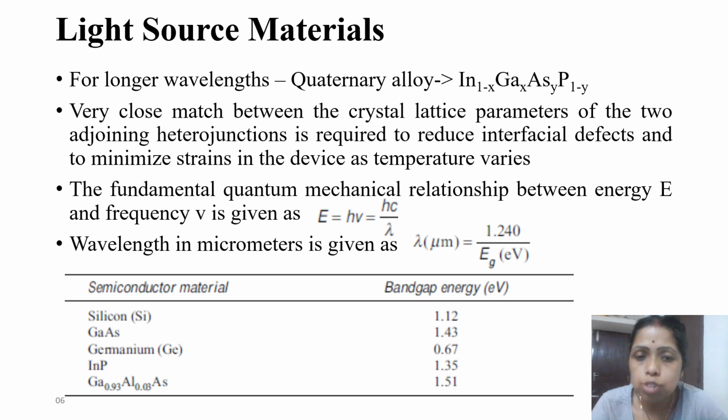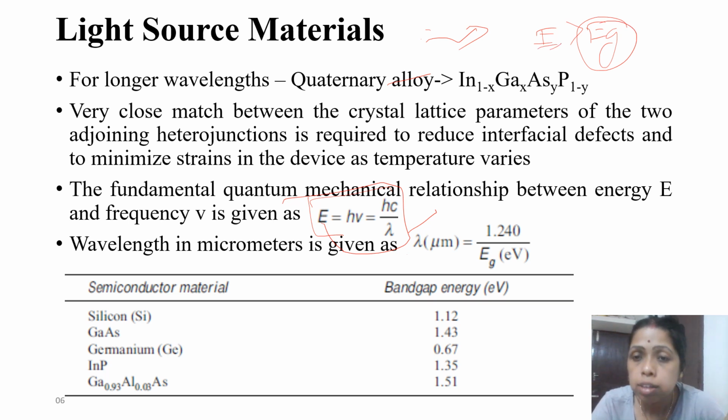This formula we already know is a relationship between the wavelength of the photon and the band gap of the material. If whatever photon is produced from the device, that photon energy should be greater than the band gap of the semiconductor. Then E should be greater than Eg, where Eg is the band gap of the semiconductor.